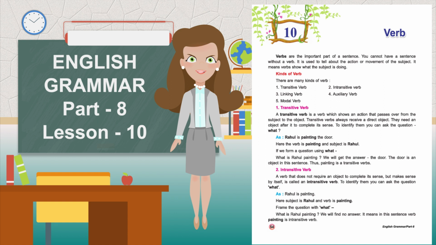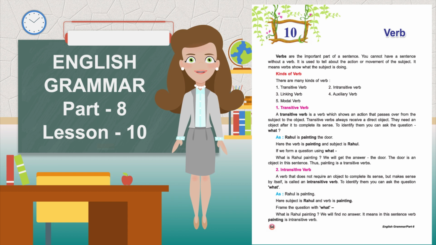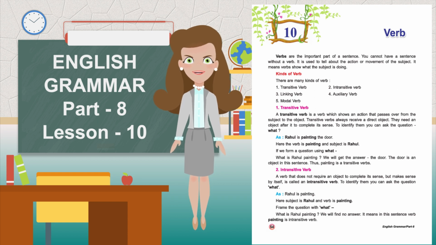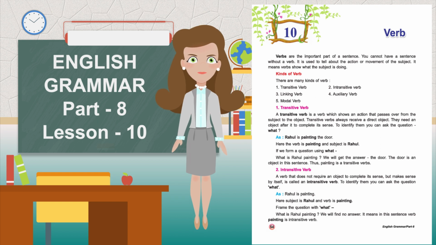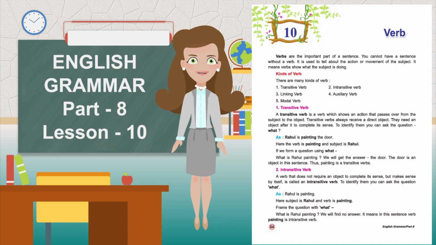Intransitive verb. A verb that does not require an object to complete its sense but makes sense by itself is called an intransitive verb. To identify them, you can ask the question, what? Take the sentence, Rahul is painting. Here, subject is Rahul and verb is painting. Frame the question with what? What is Rahul painting? We will find no answer. It means in this sentence, verb painting is intransitive verb.